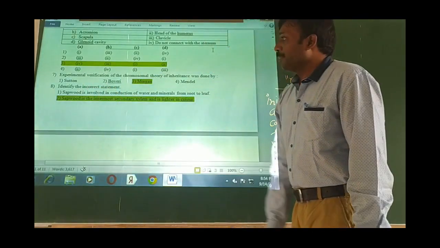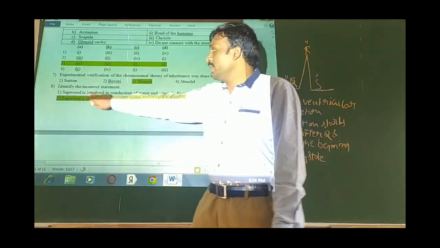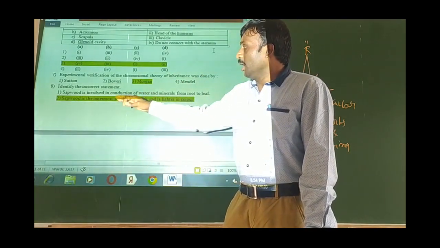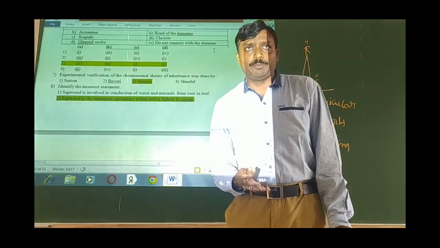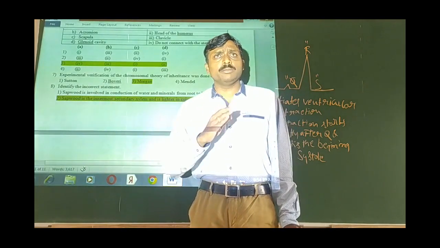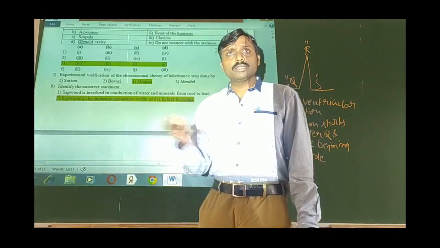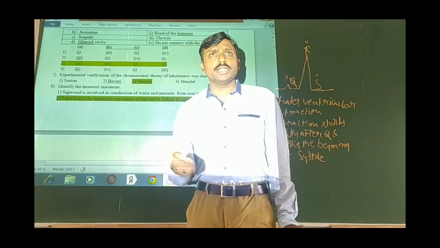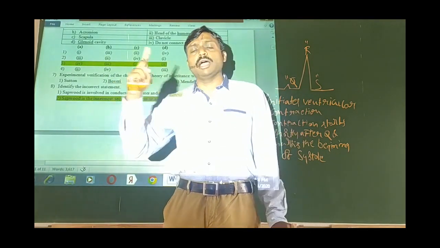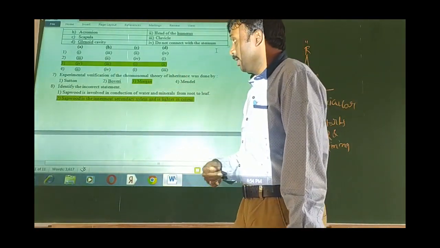Then the next question is to identify the incorrect statement, meaning the wrong statement. Here they asked something about sapwood. If you remember, this is from first year syllabus, anatomy of flowering plants. We learnt about secondary xylem formation, which gives rise to 2 different types of wood: one is sapwood and one is heartwood. Now let us see the statements and decide which is the incorrect statement.